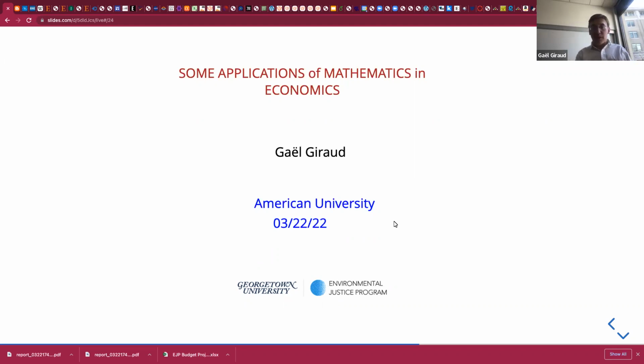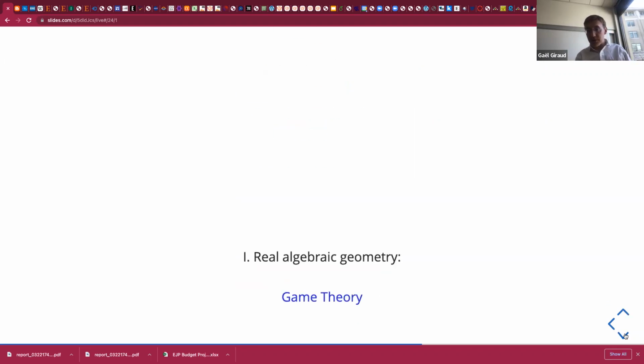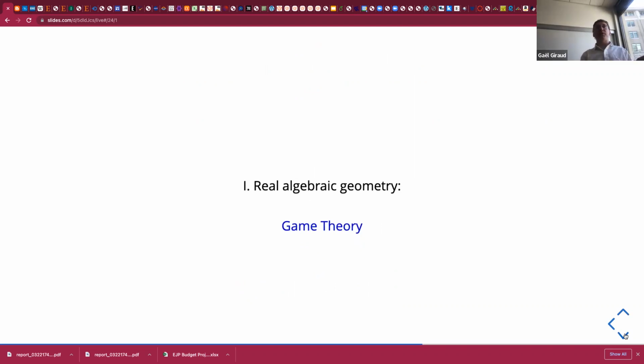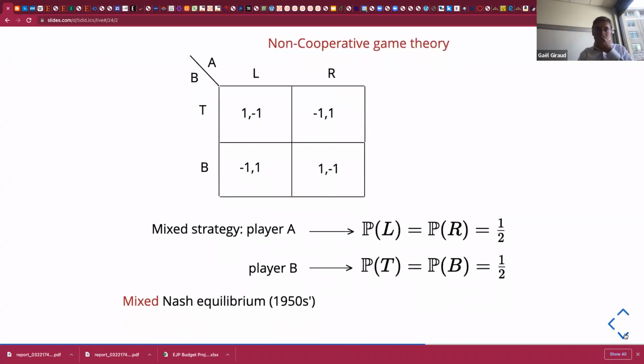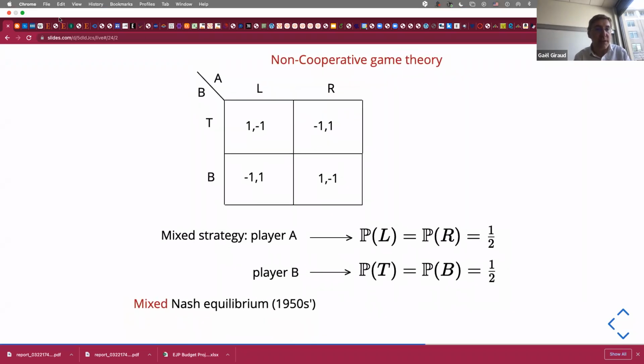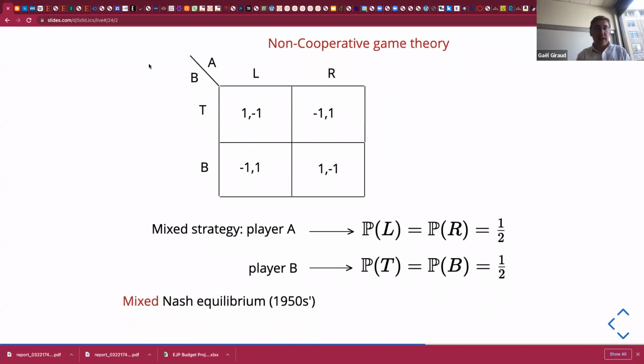Perfect. So let us begin with game theory. For that purpose, we will apply some real algebraic geometry, which sounds weird. What does real algebraic geometry have to do with game theory? You will see in a minute.